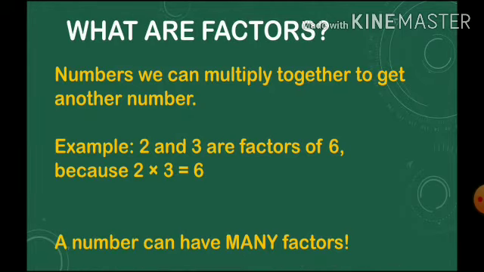Now, what are factors? Numbers we can multiply together to get another number. So, when we are multiplying, we get a product. To get the product, all the numbers we are using are the factors. Example, 2 and 3 are factors of 6. Why? Because 3 into 2 or 2 into 3 is equal to 6. That's why they are factors. A number can have many factors.